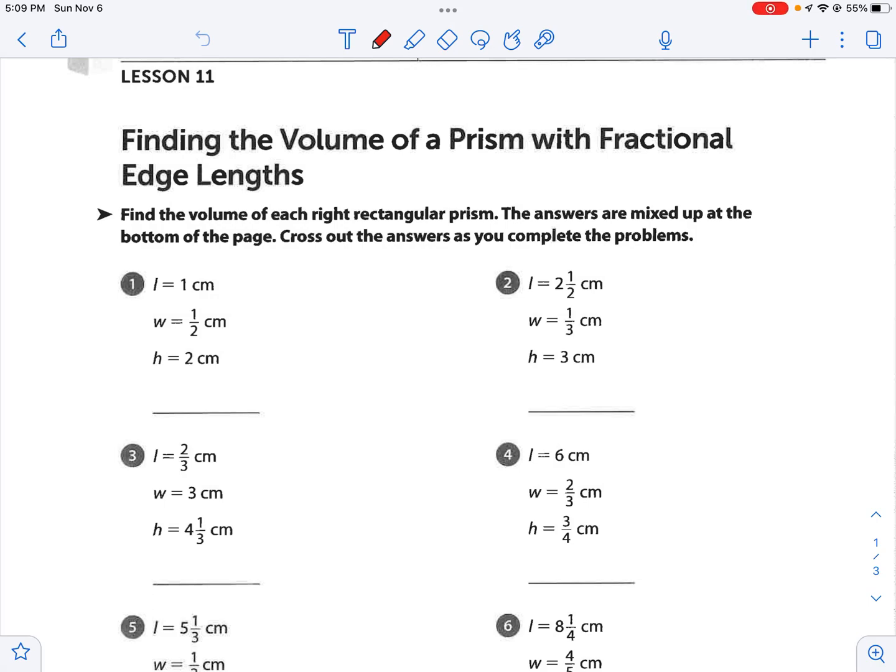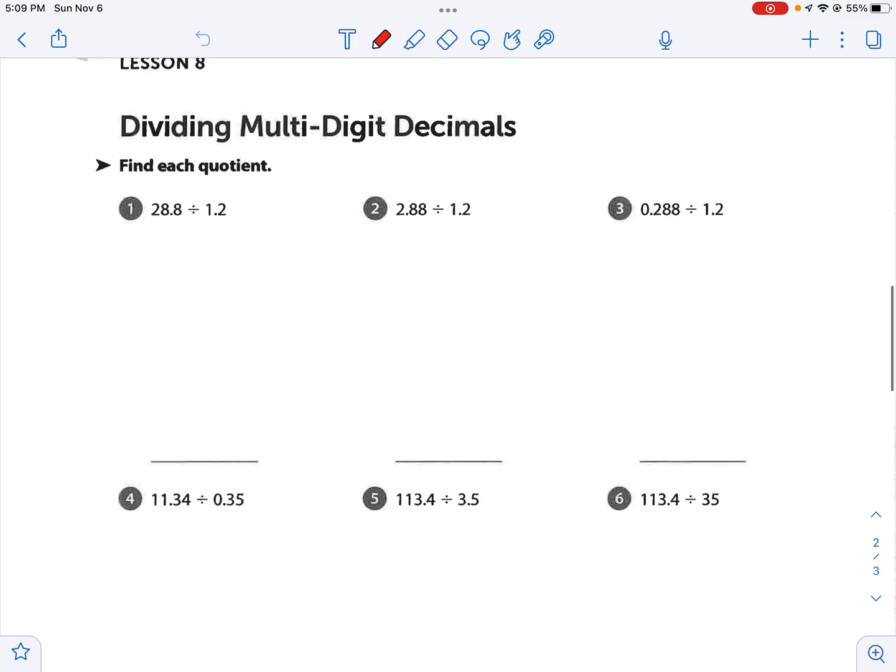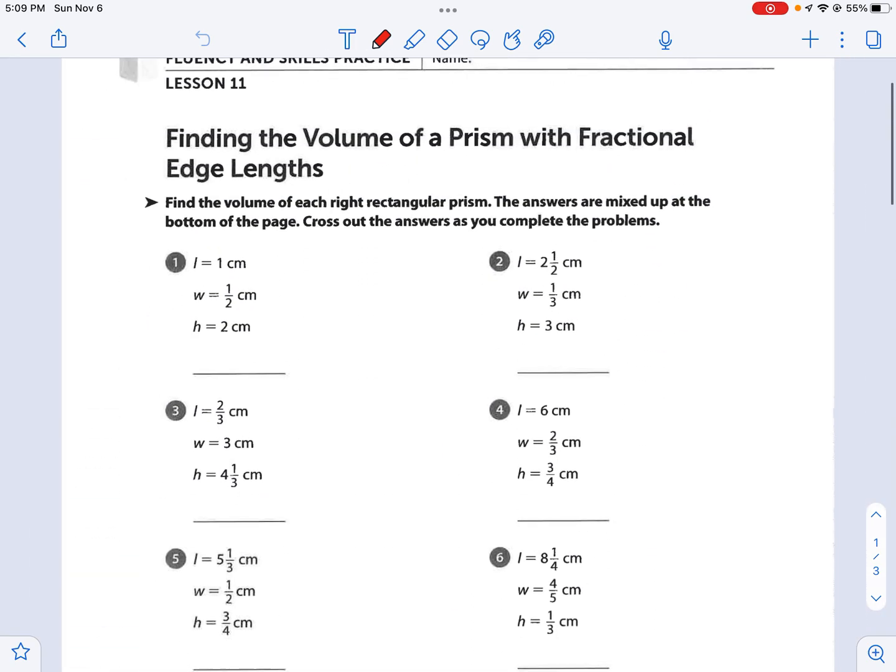These are directions on how to do your center practice for trimester 2, week 1. You should have a page in front of you that looks like this. It should be this on the front, and then it should be review of dividing decimals on the back. So I'm going to be doing one of each with you guys.